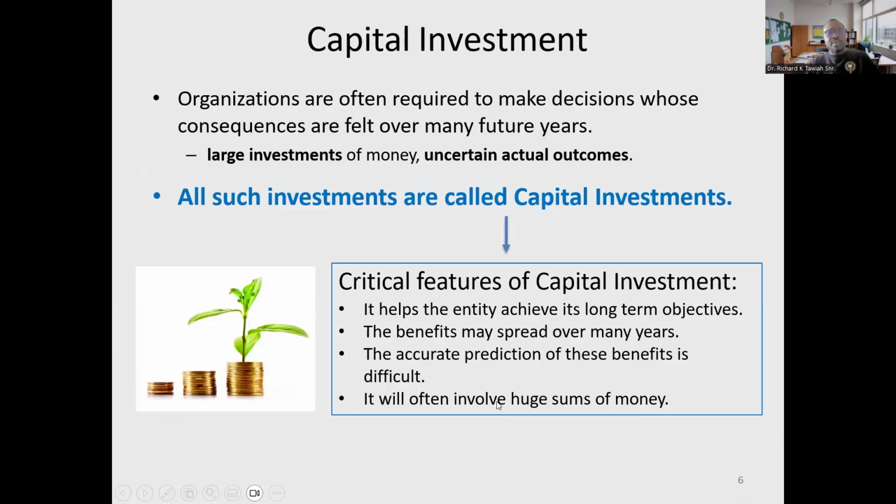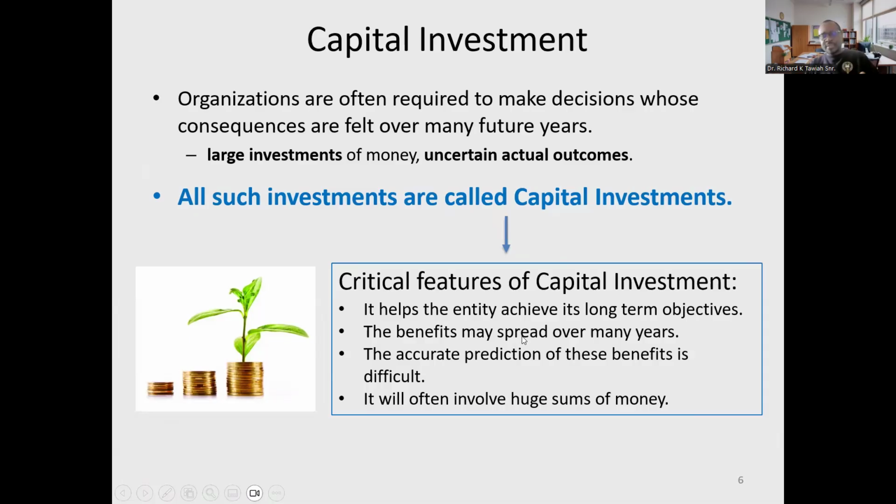So organizations want to make decisions when they want to take such significant infrastructure or projects in the future. So why? Because it requires a large outlay of funds, and the outcomes may be uncertain. So you have to go through some probability analysis, some simulation analysis, some sensitivity analysis before you make such decisions. Okay. Now, critical features of this capital budgeting or capital investment decisions are that it helps the entity to achieve its long-term strategic objectives. Okay.